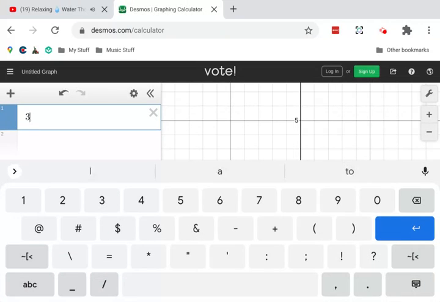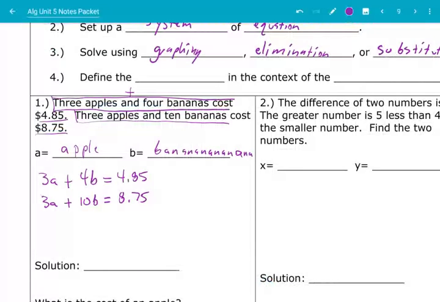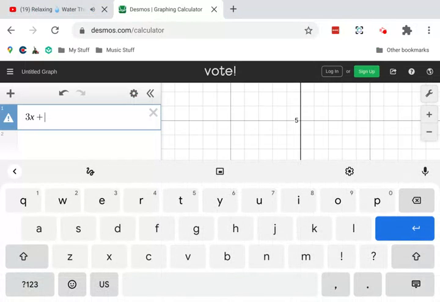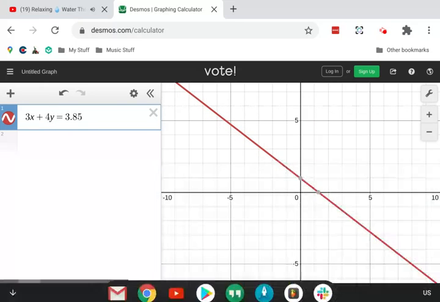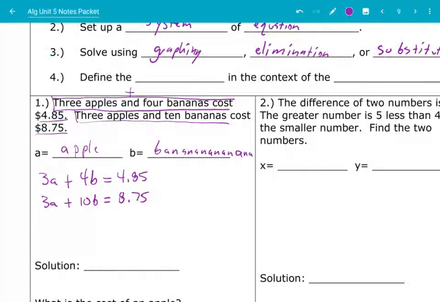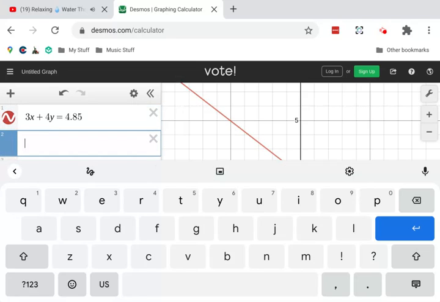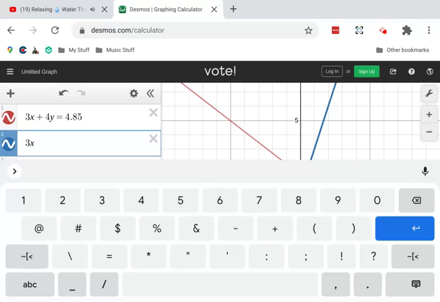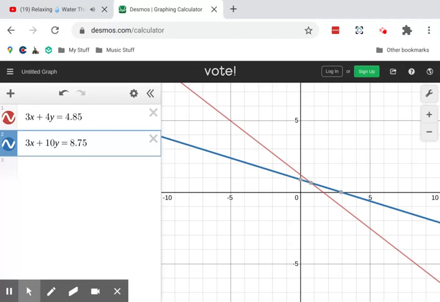So it was 3 apples, we'll just say x, plus 4 bananas is 4.85. 3x plus 4y equals 4.85. And then the next one was 3 apples plus 10 bananas equals 8.75. I believe it was, wasn't it? 8.75, yes. So let's look here.